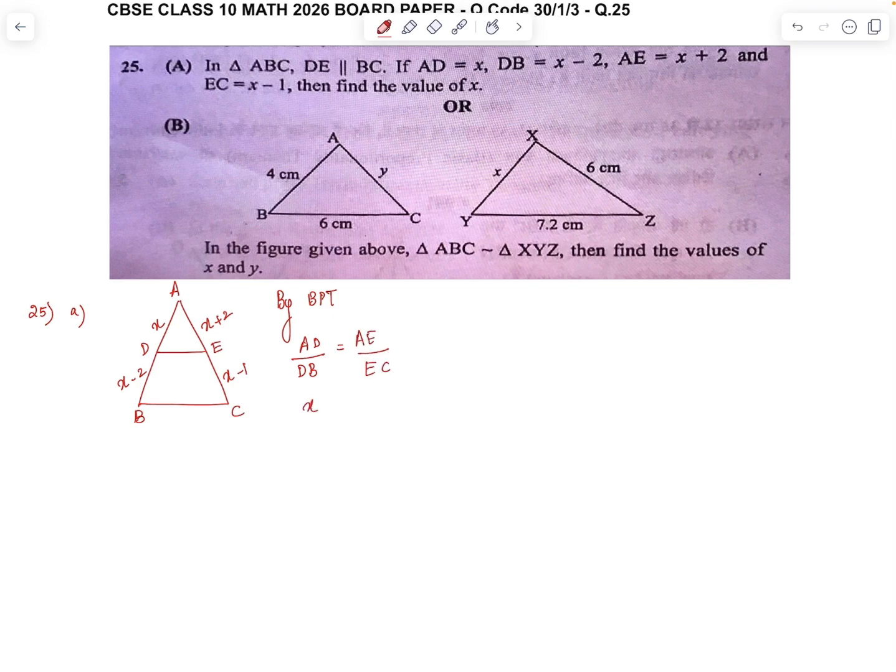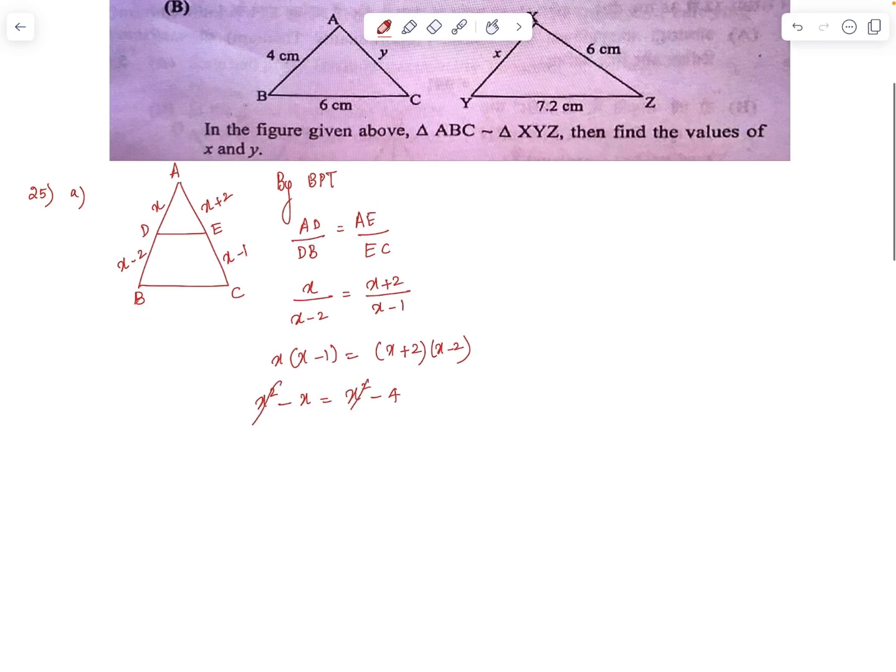That is x upon x minus 2 is equal to x plus 2 upon x minus 1. That is x into x minus 1 is equal to x plus 2 times x minus 2, which is x square minus x is equal to x square minus 4. x square gets cancelled, that is x equal to 4.